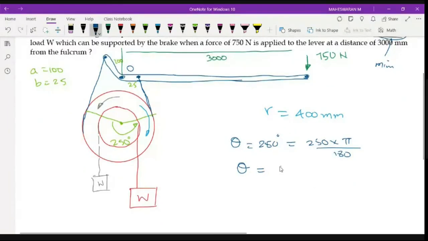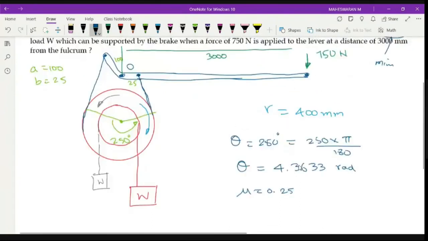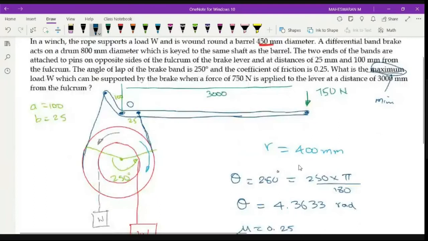4.3633 radians. Okay, thank you. So now mu is also given, which is 0.25. Right. So let me draw a little bit of a free body diagram for this. Before that, let us identify what will be your T1, T2 relation.